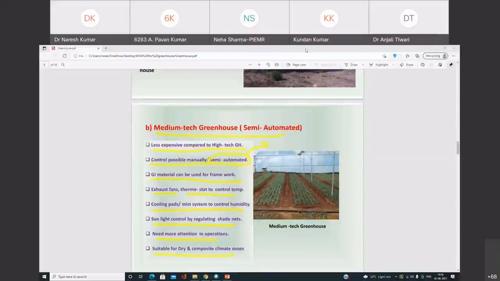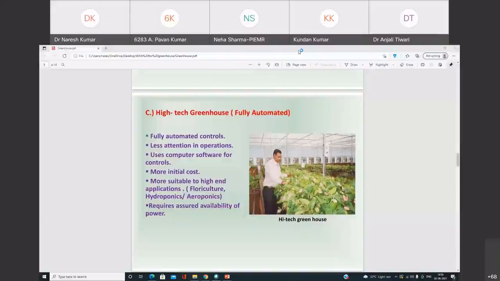Then this is the example of the high tech greenhouse. So this is a high tech greenhouse, which is fully automated, as you can see. Fully automatic controls will be there. The temperature or humidity sensors will be connected with the processor, and as per the decision built into it, the actuators will be switched on and off. So it requires less attention in operations.